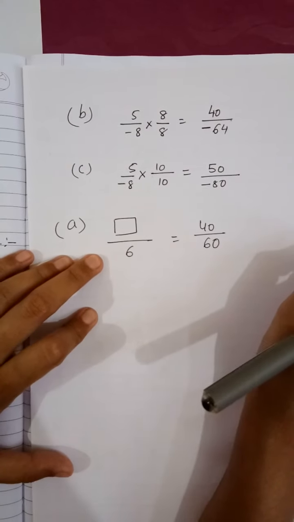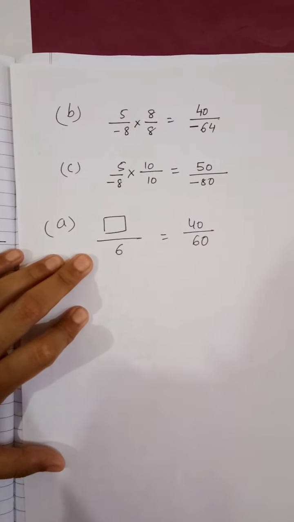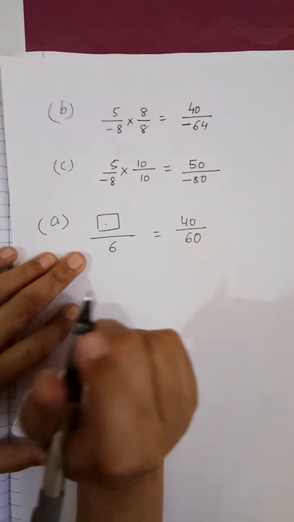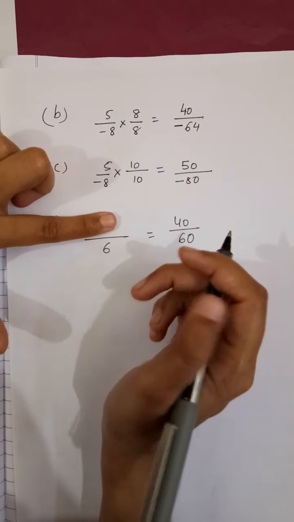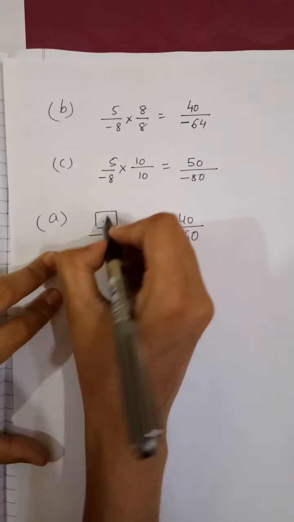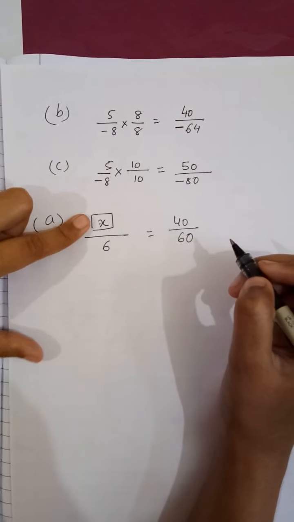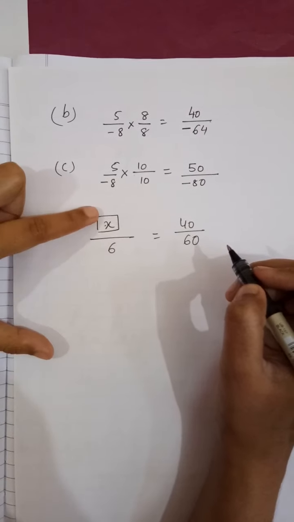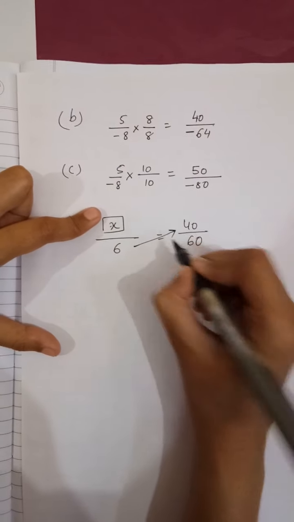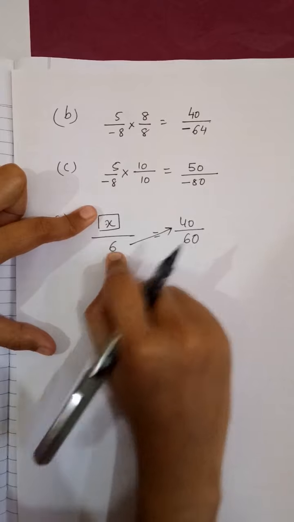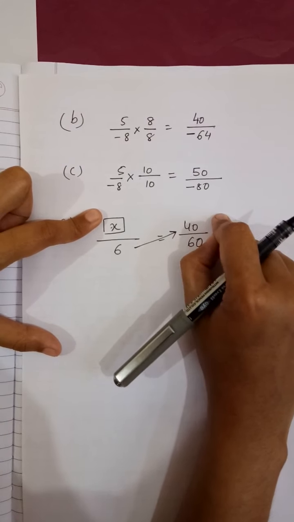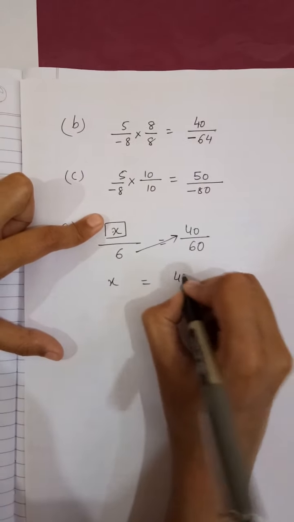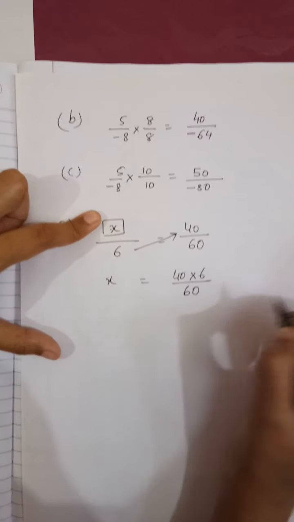Now this is your first question, right? Now you have to tell this. What I am going to do is, when only this part I want, let me take it as x, because we don't know this number. The number which is in the denominator of this, I am going to take it to the other side. If this is in divide, to the other side it will go and it will change to multiply. So x is equals to 40 into 6 upon 60.